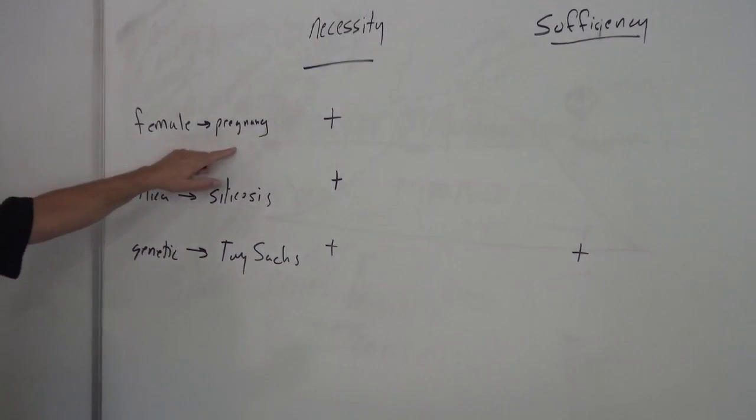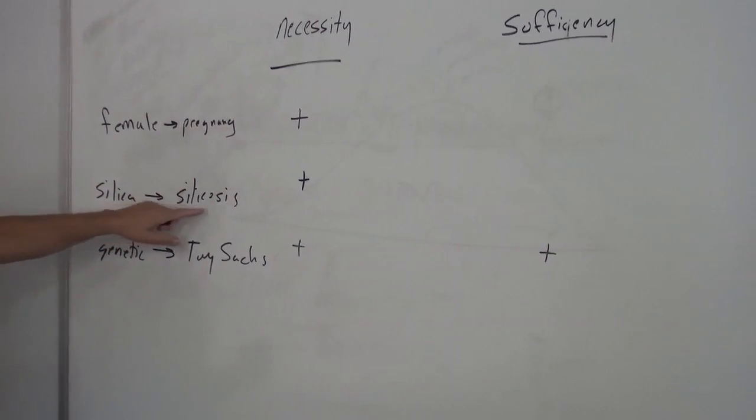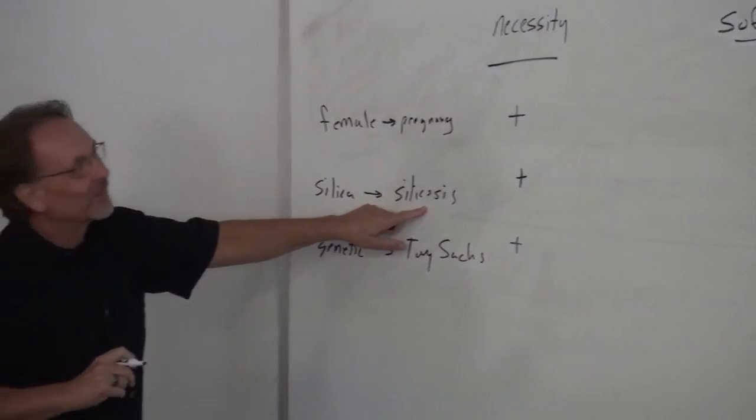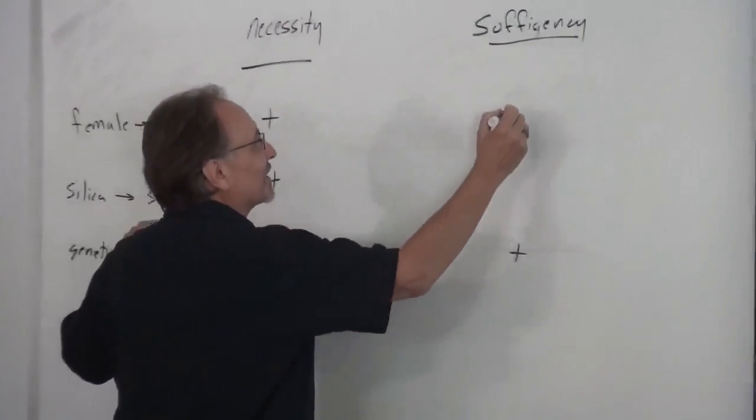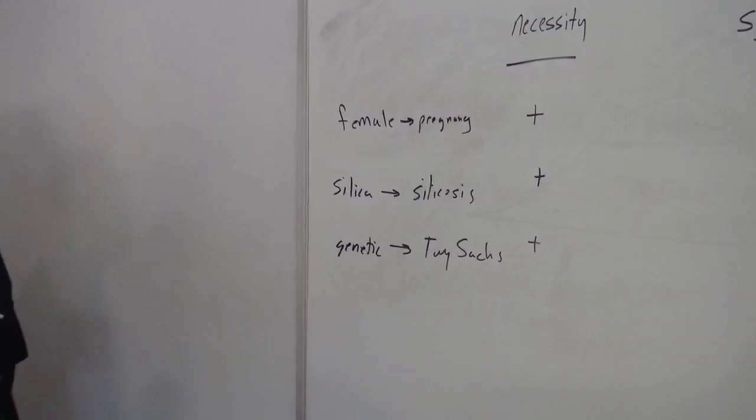I probably should take that away from here, because female does not always produce a result in pregnancy. Silica dust does not always result in silicosis. So it's necessary, but it's not sufficient. It doesn't always result. Okay, with me so far?